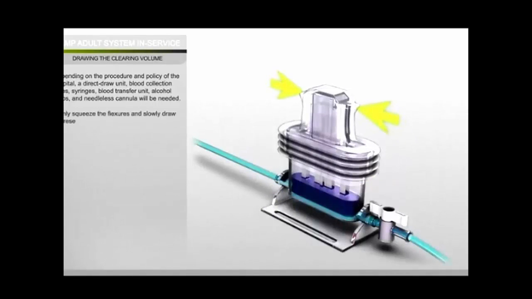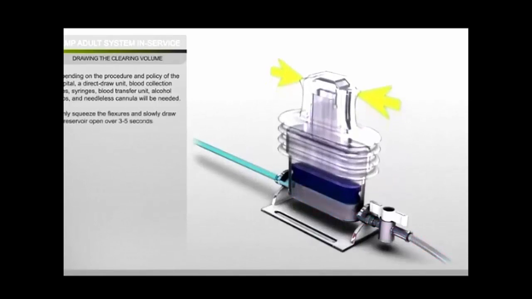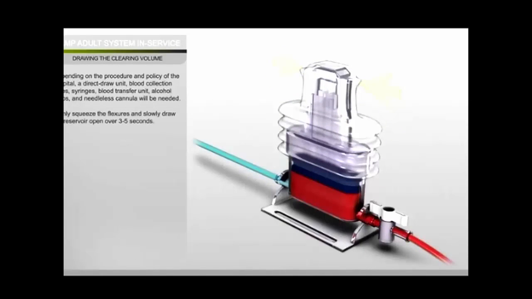First, firmly squeeze the flexures and slowly draw the reservoir open over 3 to 5 seconds. Then, close the shutoff valve by turning the handle perpendicular to the tubing. This is to prevent aspiration of blood from the reservoir.